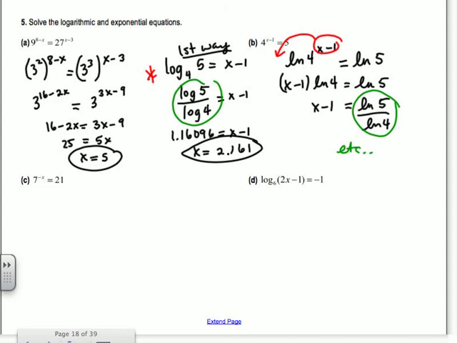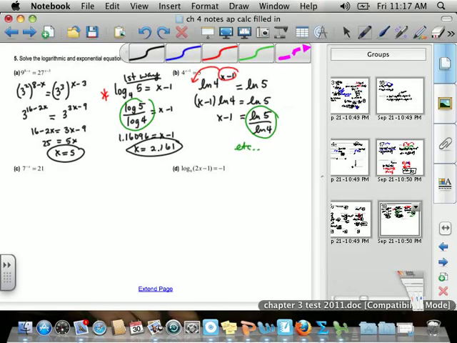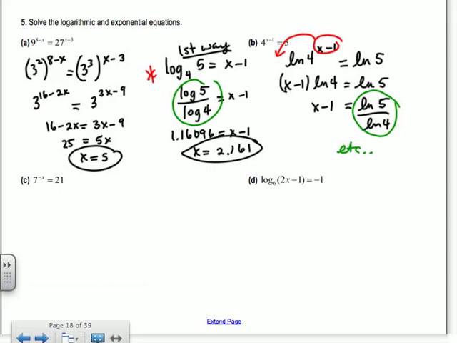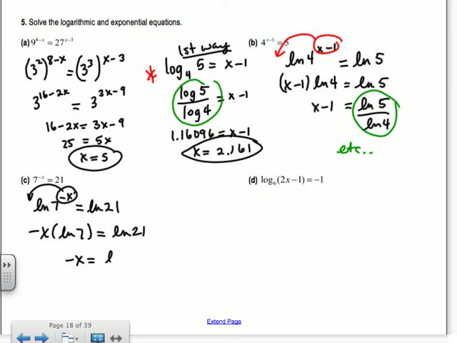All right, so you guys try C. So try C and then also try D. All right, so the first one you can do natural log of both sides if you want, or log base 7. It doesn't really matter. The negative x goes to the front. Divide by natural log of 7. And then make it the opposite. So natural log of 21 divided by natural log of 7.